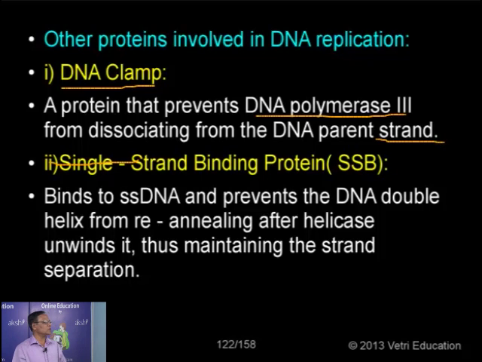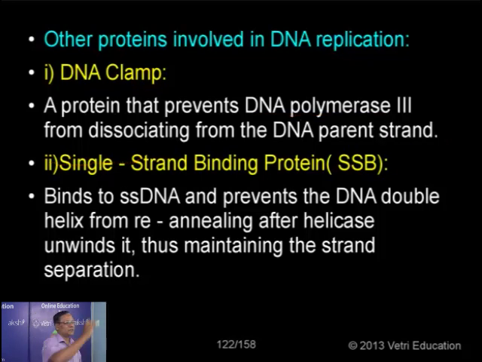Another one is single strand binding protein, SSB. The helicase enzyme is responsible for breaking the hydrogen bonds to form two separate strands. Suppose the helicase enzyme is proceeding toward one end, breaking the hydrogen bonds, and the two strands rejoin just behind the helicase enzyme; then there is no process of replication. For that we need the help of this protein, the single strand binding protein.